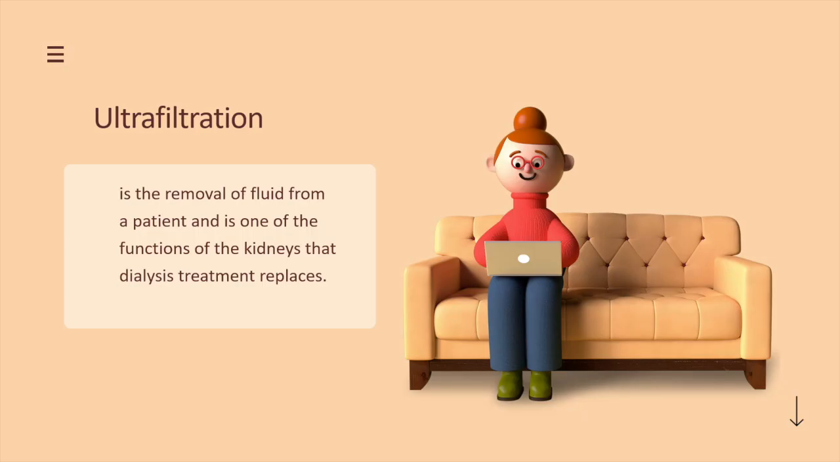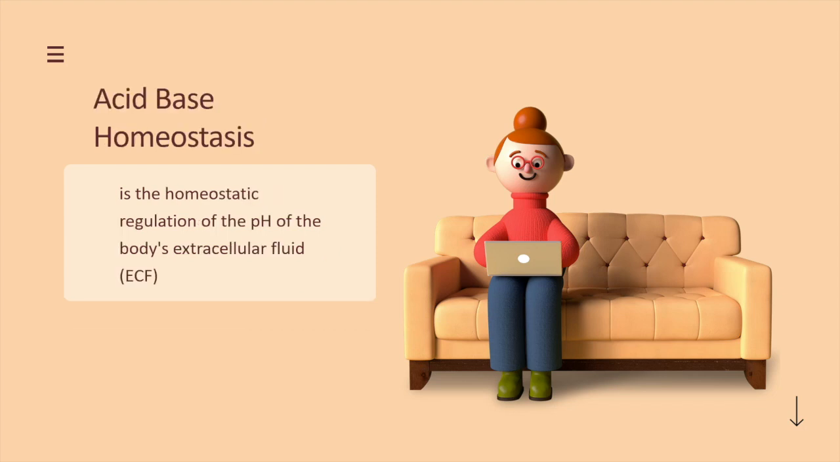Ultrafiltration is the removal of fluid from a patient and is one of the functions of the kidneys that dialysis treatment replaces. Acid-base homeostasis is the homeostatic regulation of the pH of the body's extracellular fluid, or ECF. The proper balance between the acids and bases, in other words the pH in the ECF, is crucial for the normal physiology of the body and cellular metabolism.